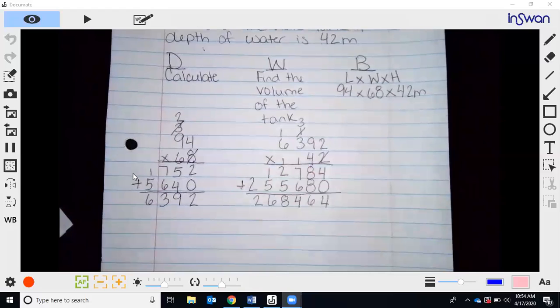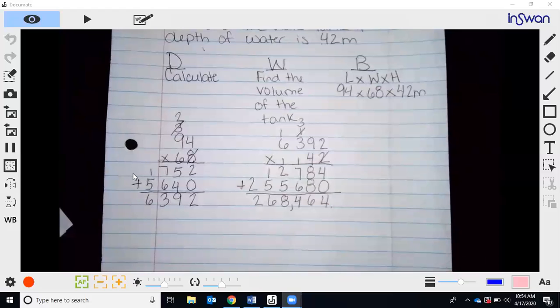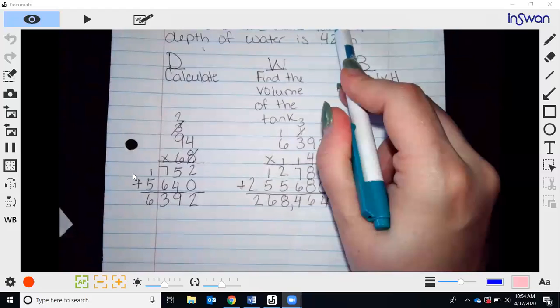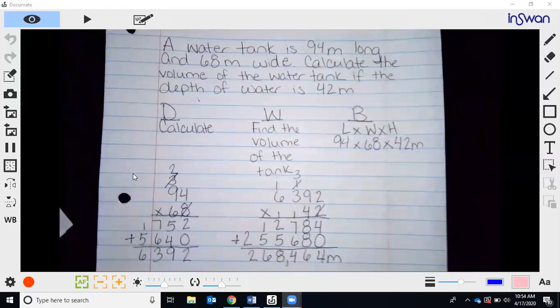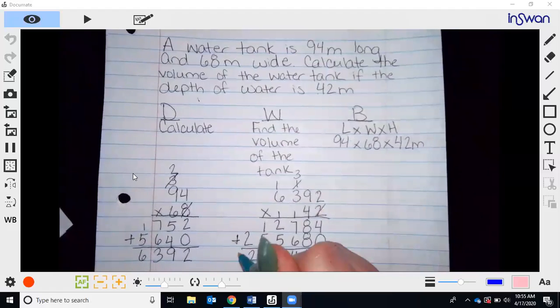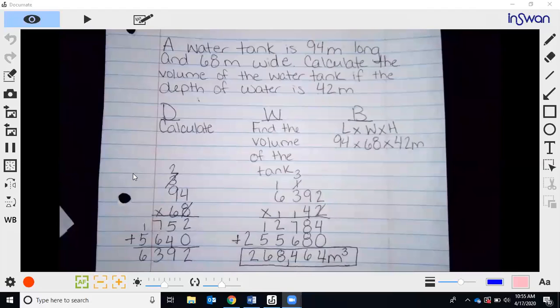In order to put our comma, we start at the very end by our ones and we move over 3 spaces. 1, 2, 3. We are working with volume, so we need to make sure that we add our unit. I see that my unit is meters. So I'm going to write meters, and then what do we need to add at the very end? You should add a small 3 at the top, and that's going to signify that it's cubed. So our final answer is 268,464 meters cubed.